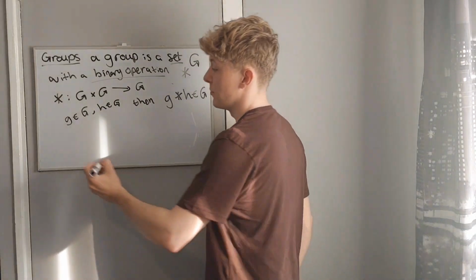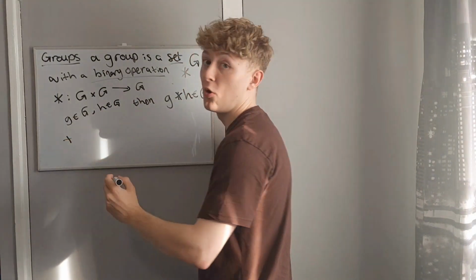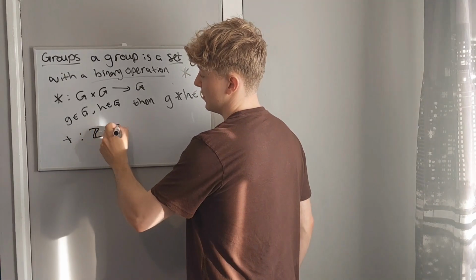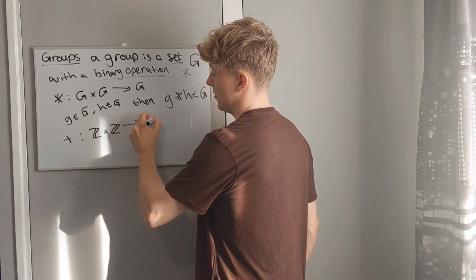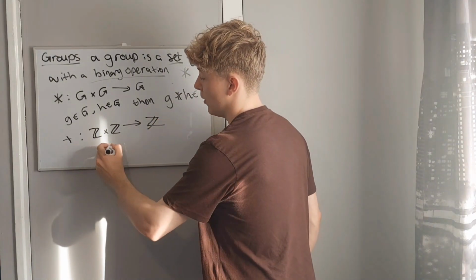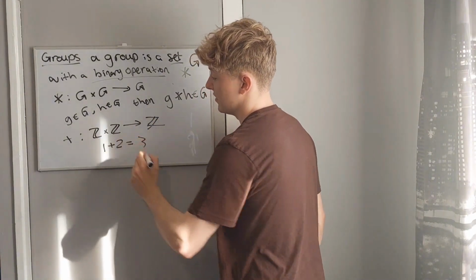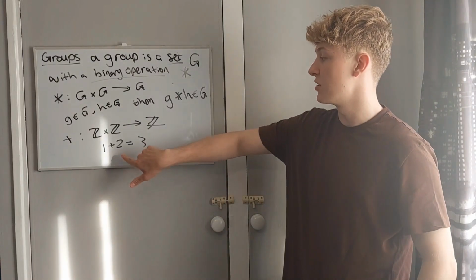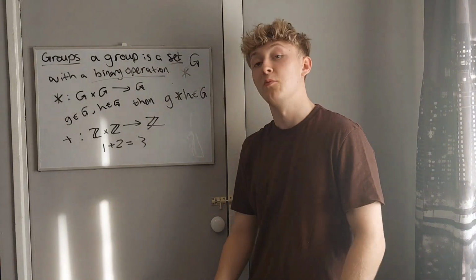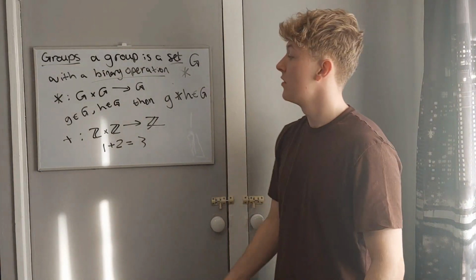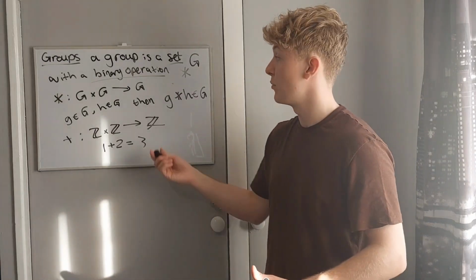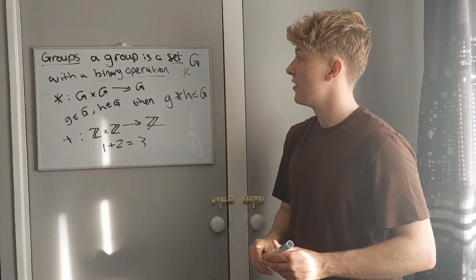So for example, one might be addition on the integers. So you might have addition from Z cross Z to Z. And so 1 plus 2 is 3. So here 1 was in the integers, 2 was in the integers, and combining them with the plus is 3. So the same would be for multiplication and division in the real numbers, for example, as well. So that's a binary operation, and that's a set.